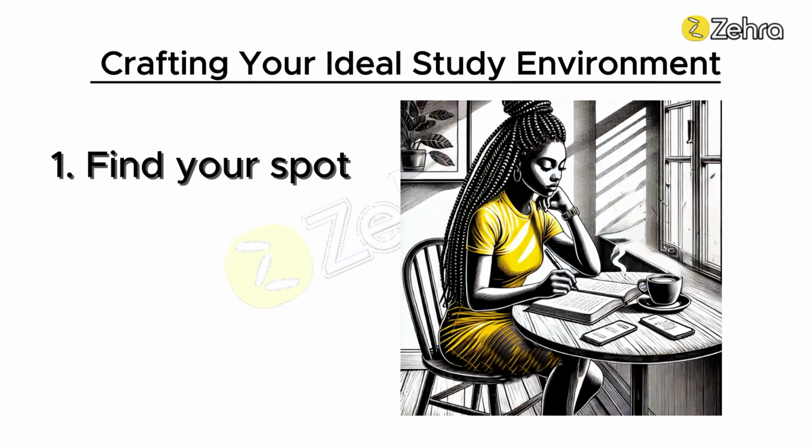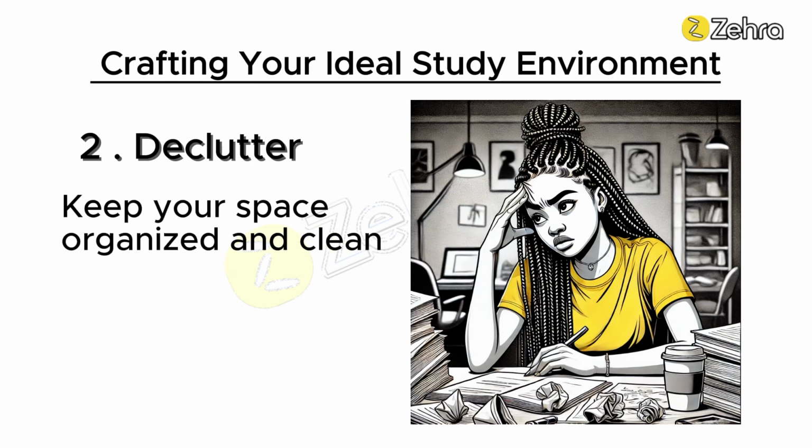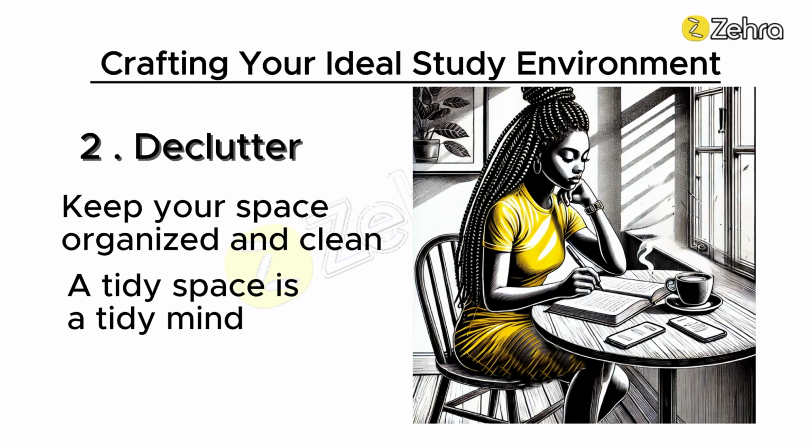Number 1, find your spot. Find a good place to study. Pick a quiet spot with lots of light where you can focus. Number 2, declutter. Clean up your study space. Keep your desk organized, free of mess to help you think clearly, because a tiny desk equals a tiny mind.